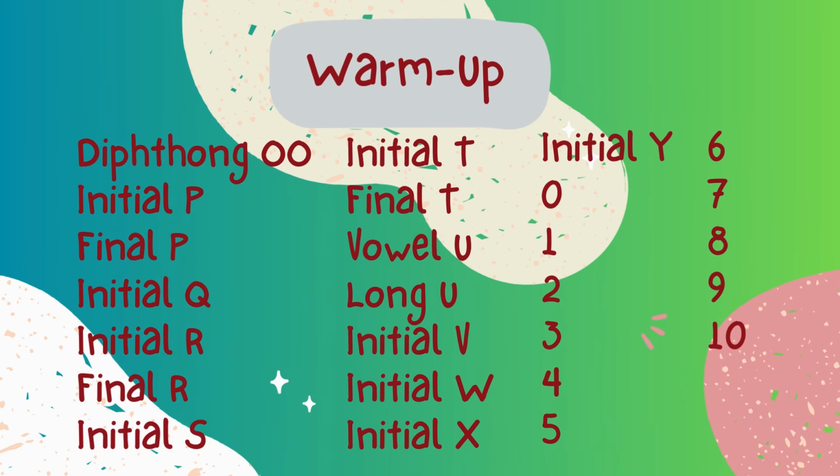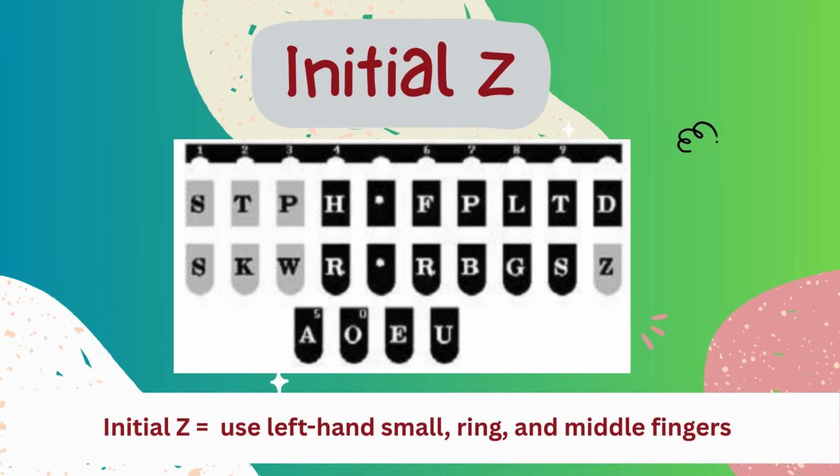So if you want to have more practice for this warm up, then you can just review and play back or pause on this part. It's up to you. Then we have initial Z. For lesson 26, this is our final lesson for the StenEd Real-Time Theory alphabets.